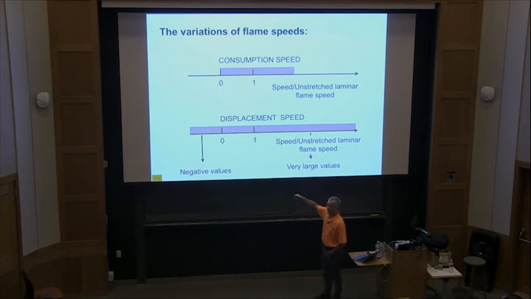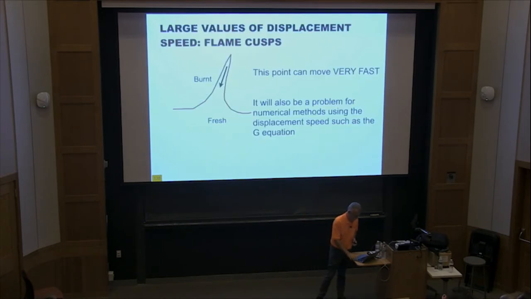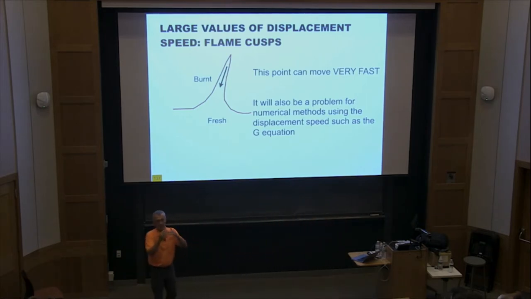You can even have negative values. So what does that mean? What does a negative displacement speed mean? Well, it's due to the fact that you have places in the flame which can be very curved or which can be unsteady.